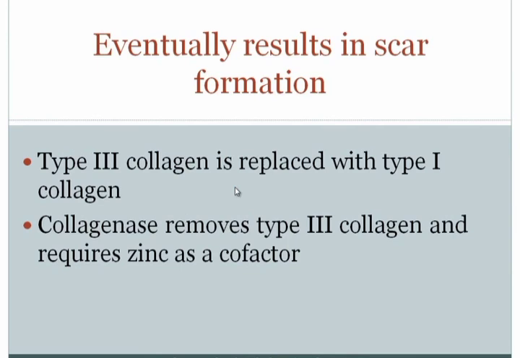Like I said, granulation tissue is the early form of what will eventually become a scar. And one of the key features that distinguishes granulation tissue from a scar is that when you have a scar, the type 3 collagen of the granulation tissue is replaced with type 1 collagen. Maybe this is a good point to take a step back and remind ourselves of collagen and its different subtypes. So I'm going to clear out the board here and give you a whiteboard. Can you remember a few important points of collagen?